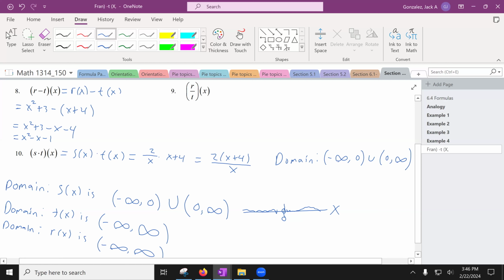Yeah, it just so happens it's the same thing. So if you were to take the domain of S, the domain of T, and see where they have in common, well, it's just this. It's right here. So it'd be the same thing. Does that make sense or no?